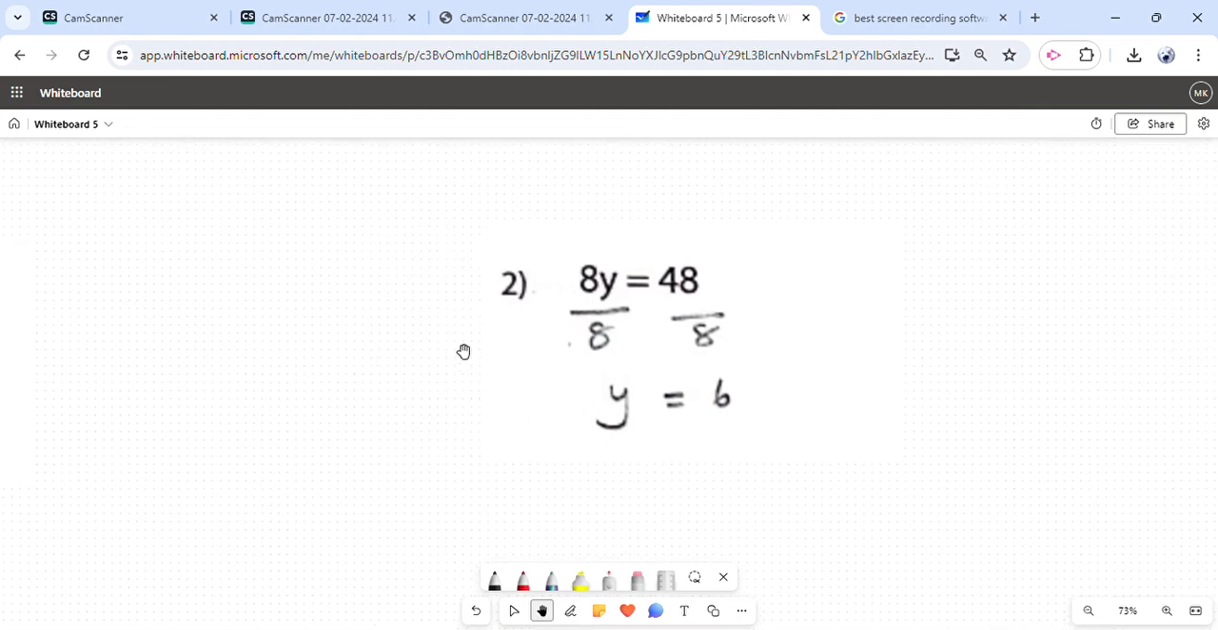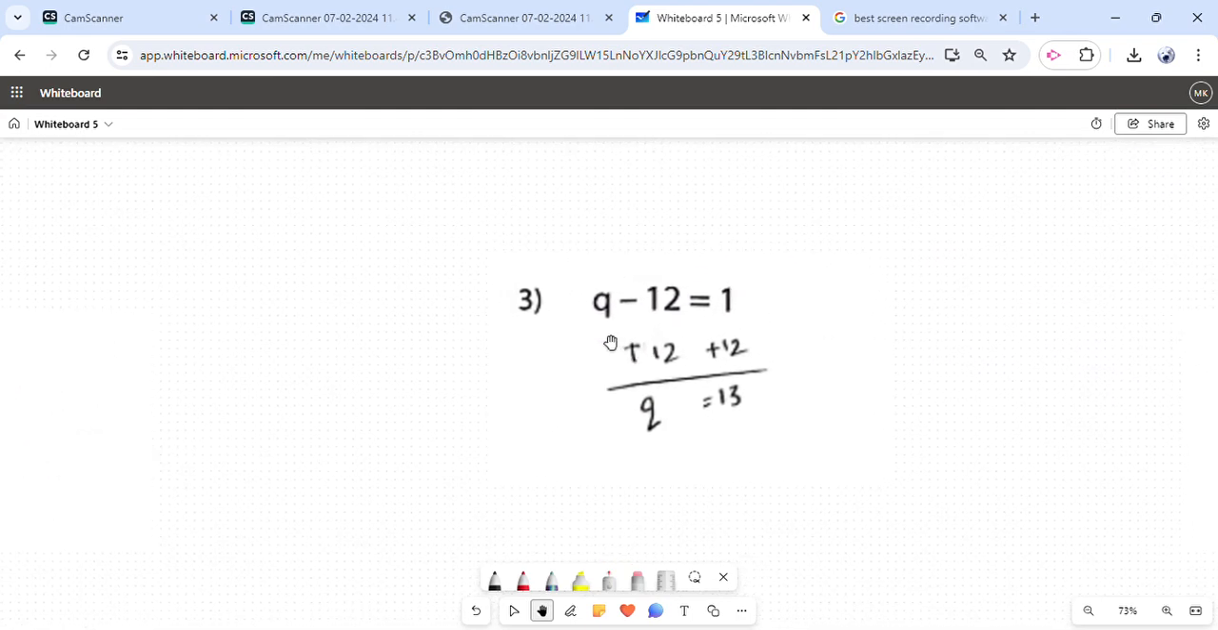For number 2, it says 8y equals 48. So to do this, you have to divide both sides by 8 since you're multiplying y by 8. That will get y by itself and give you y equals 6. Let's move on to another example.